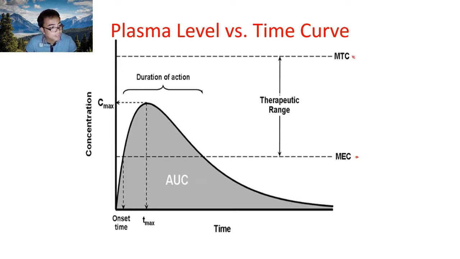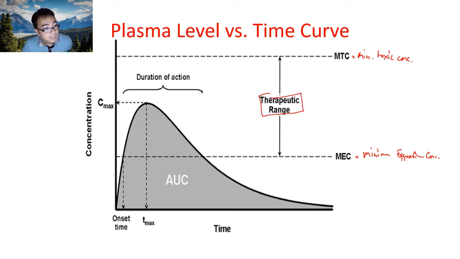MEC and MTC. Okay, MEC stands for minimum effective concentration, while MTC stands for minimum toxic concentration. Okay, very good, toxic concentration. Now, class, it is within the therapeutic range.